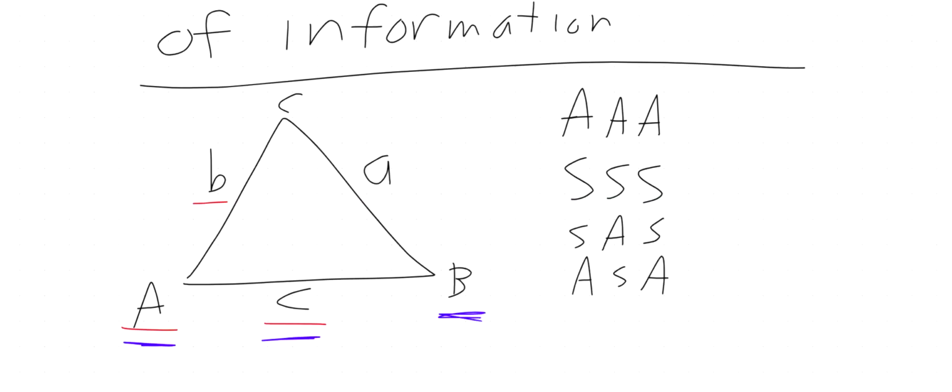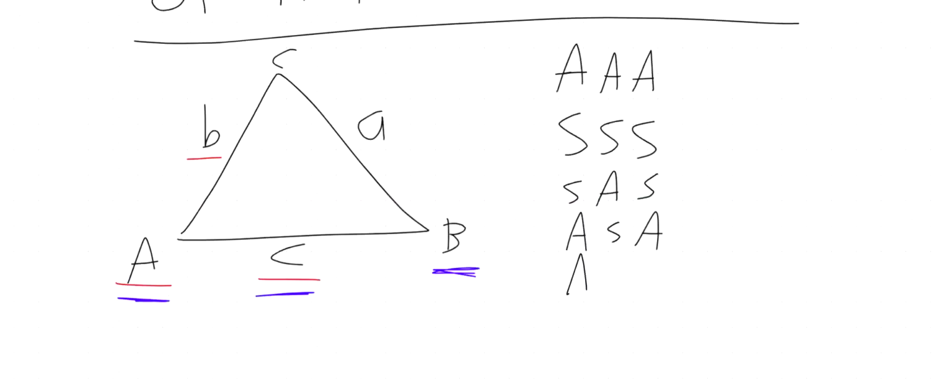We could also do angle, angle, side. For this one, we are still knowing two angles and a side, but it's going to be different than the last one we just did. Because this is going to give us angle, angle, side. Notice how the side is not between the two angles. Now we could also write this as side, angle, angle. They're interchangeable. We're getting the same information.